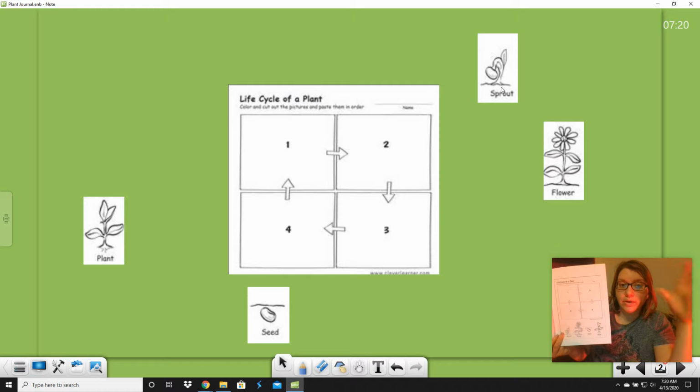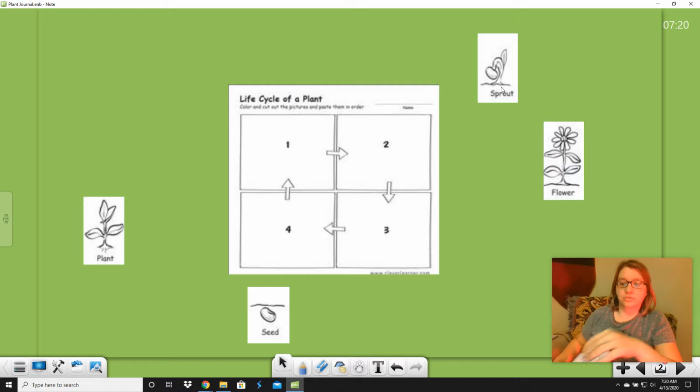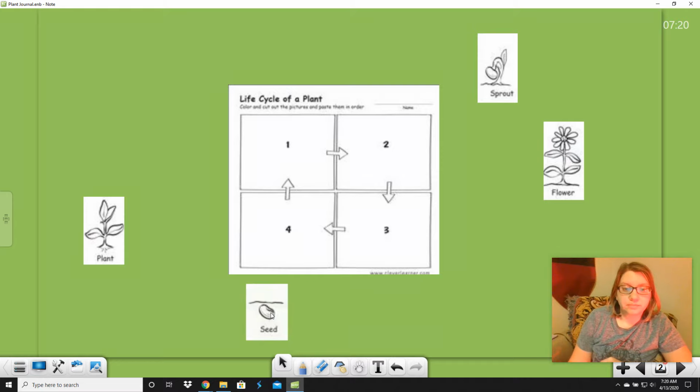If you are ready, we're going to go ahead and go right now. You should have all 4 of these pictures in front of you right now. Let's go over what you have. You should have a seed. You should have the sprout. You should have the flower, and you should have the plant. We're going to talk about the life cycle of the plant, okay? Just like we did with the chicken.